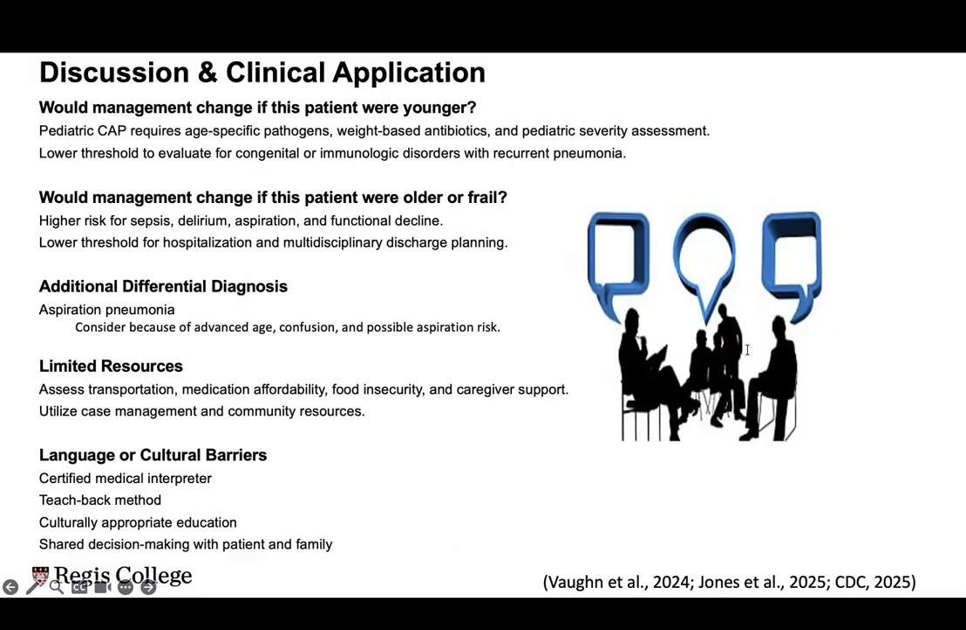If the patient were an older, frail adult, although this patient is already 72 years old, management would become even more conservative. Frailty increases the risk of delirium, falls, aspiration, prolonged hospitalization, and functional decline. In those patients, physical therapy, occupational therapy, nutrition services, and early discharge planning would become even more important than antibiotic therapy. Another differential diagnosis worth considering is aspiration pneumonia.